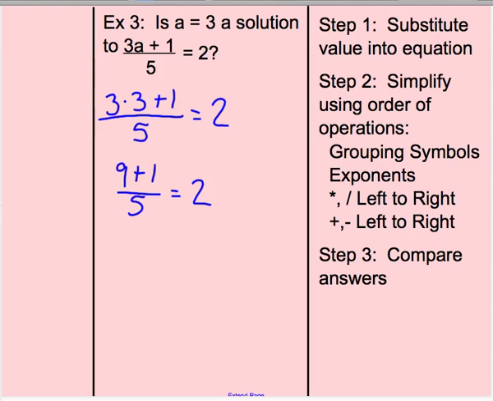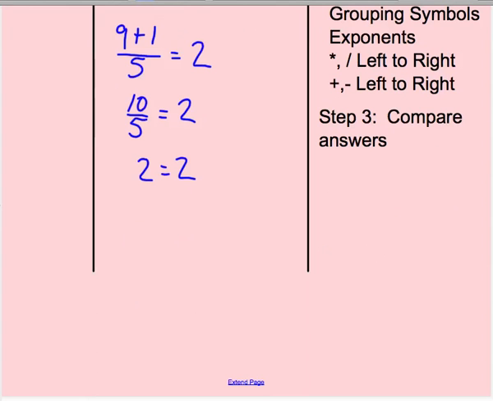Simplify again in the numerator, 9 plus 1 is 10. And then my last step is 10 divided by 5, which is 2. So I finished simplifying using order of operations. Step 3, compare my answers. Again, 2 does equal 2, so a equals 3 is a solution.